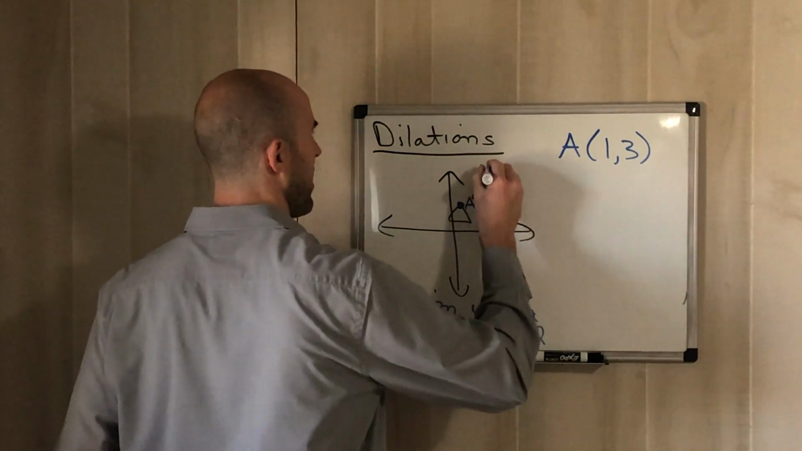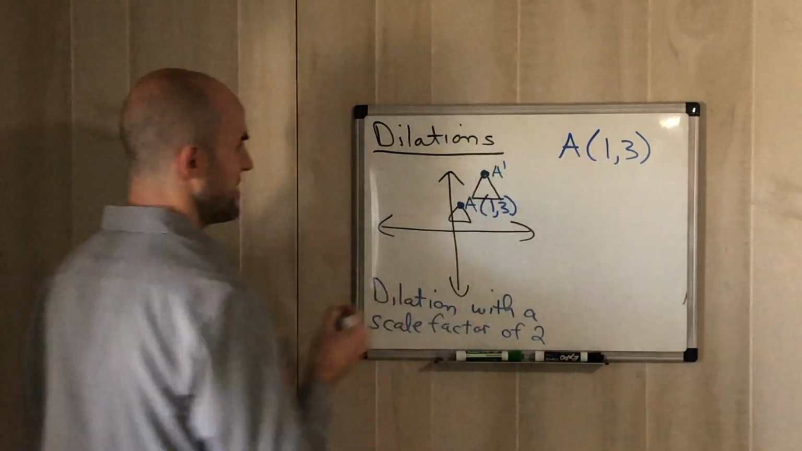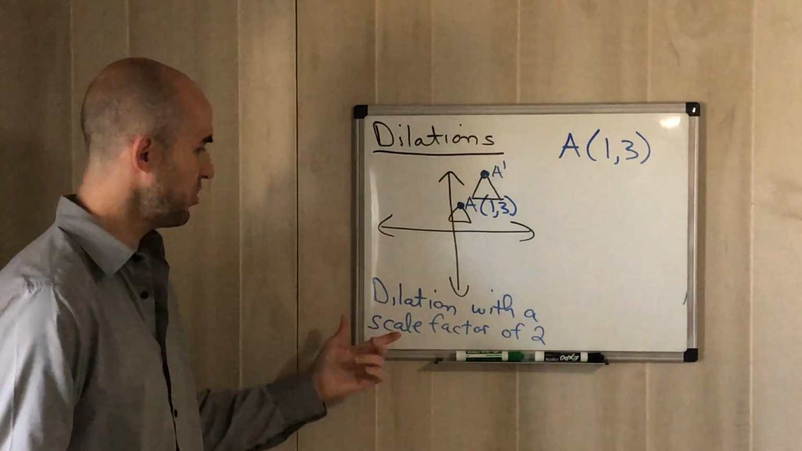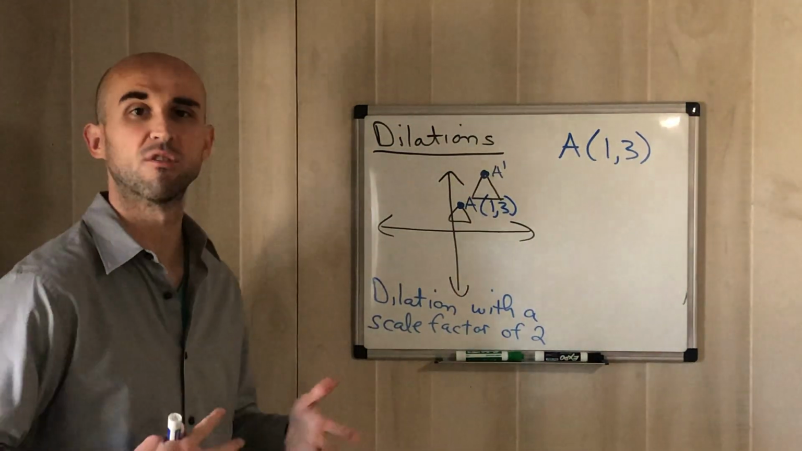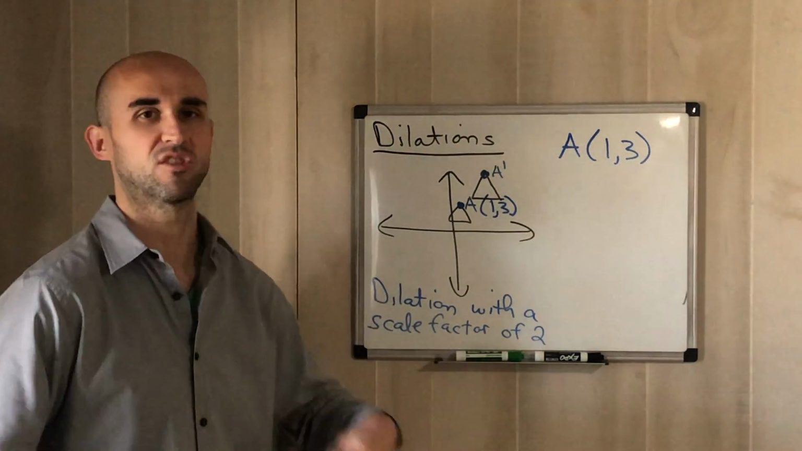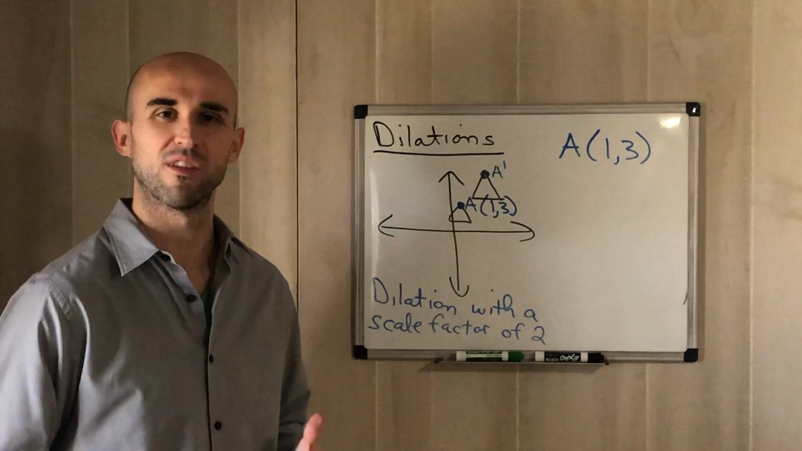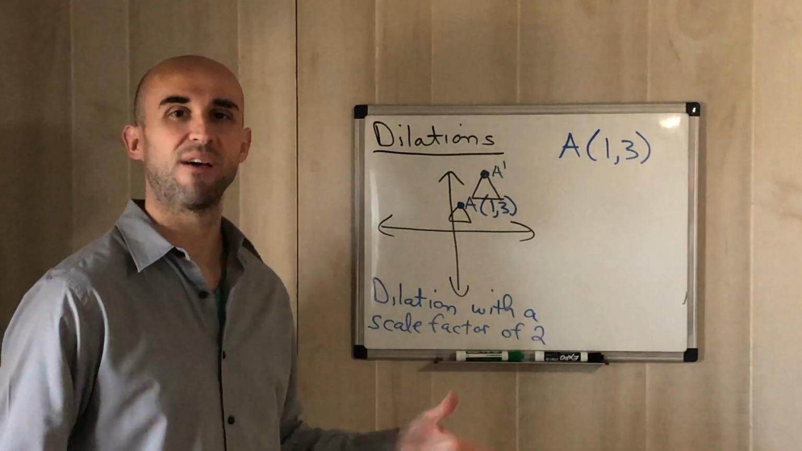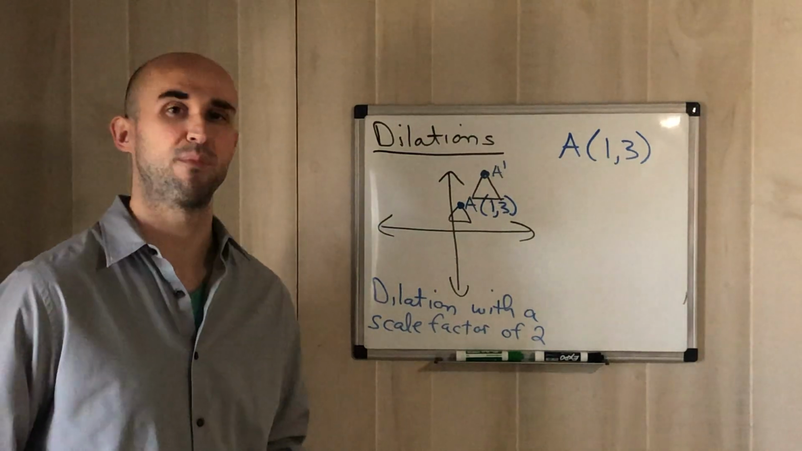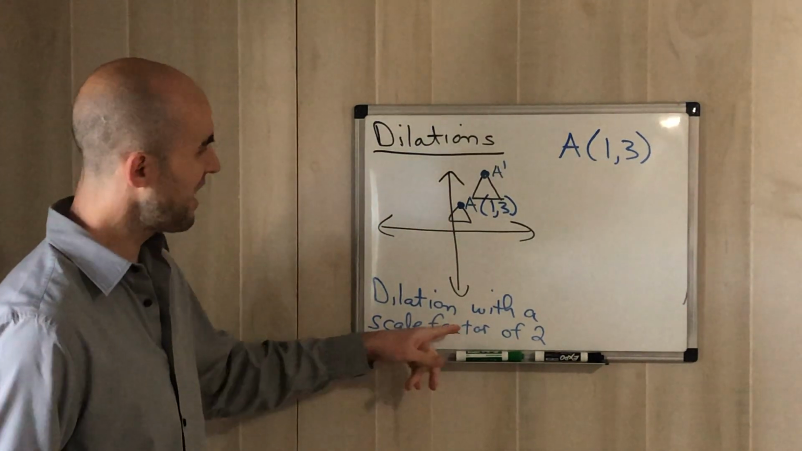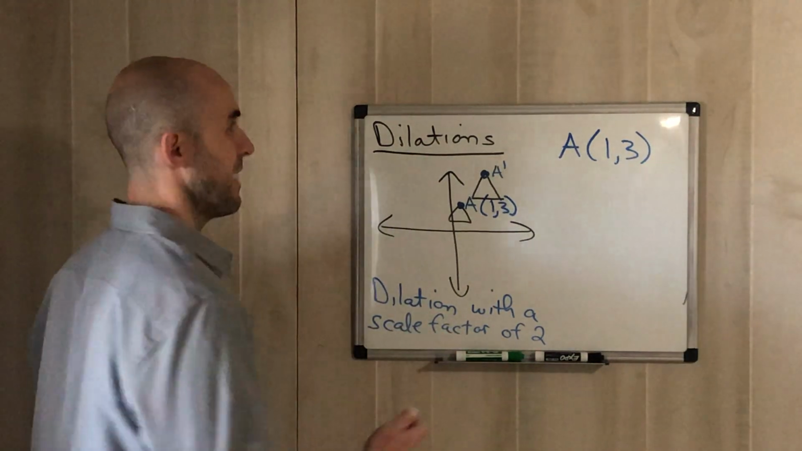This would be A prime, right? So this is just telling you it's a dilation with a scale factor of 2. Scale factor just means how much bigger or smaller it's getting. In this case, since it's getting bigger, the scale factor is 2. We're going to go over this when we get into similar figures. Since the scale factor is bigger than the number 1, it gets bigger. When it gets smaller, it's between the numbers 0 and 1. So the scale factor of 2 means it's getting 2 times bigger, right?